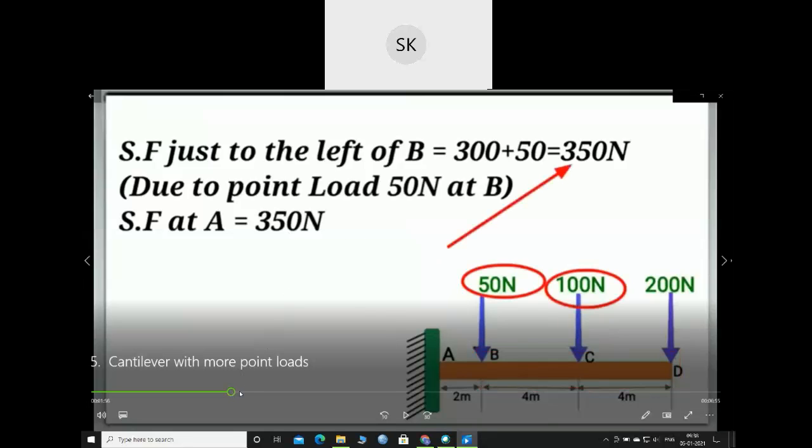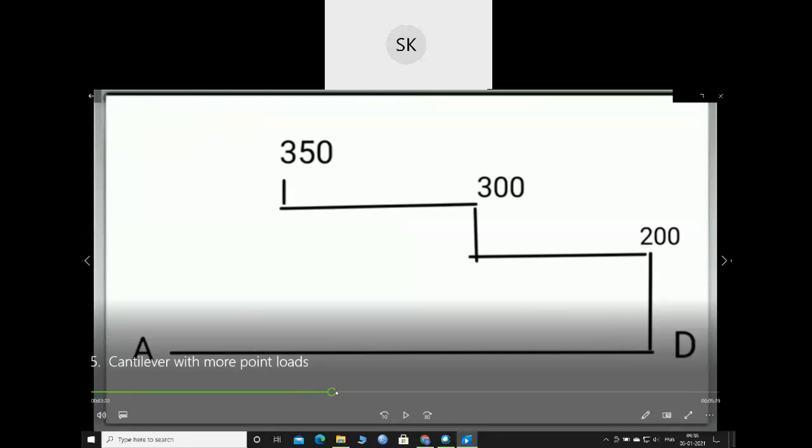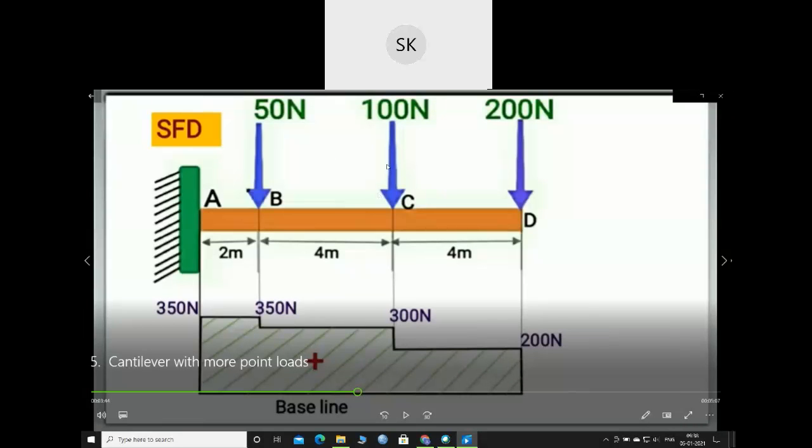So with these different shear force values, we can draw the shear force diagram like this. First, my shear force was 200 at D and between C and D. So this is the shear force diagram for this beam.